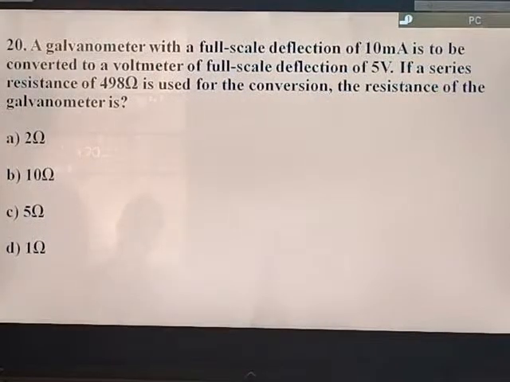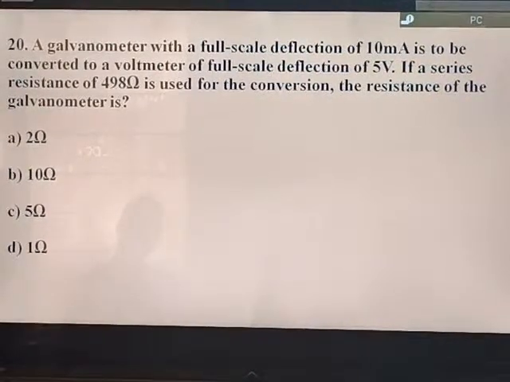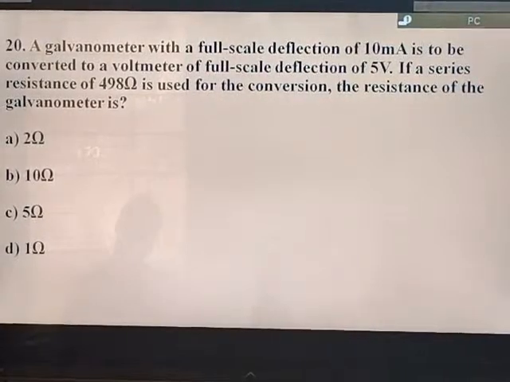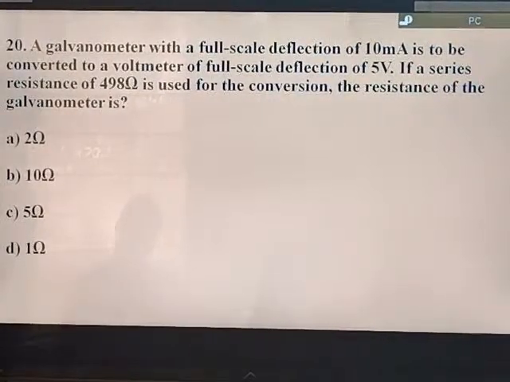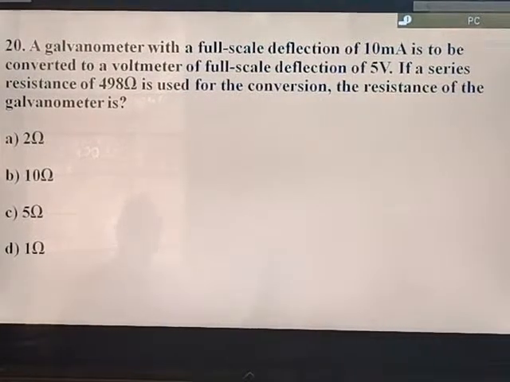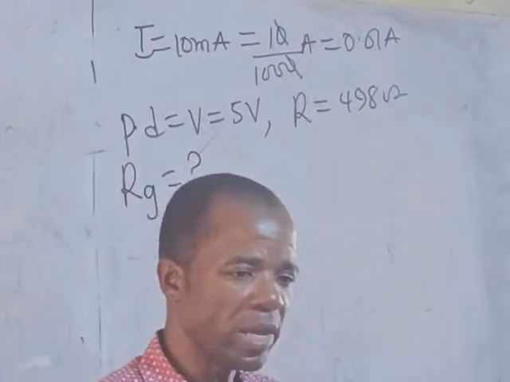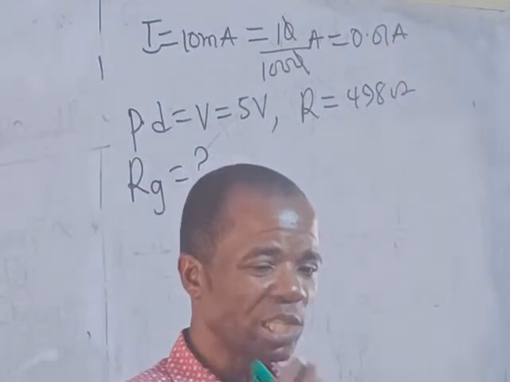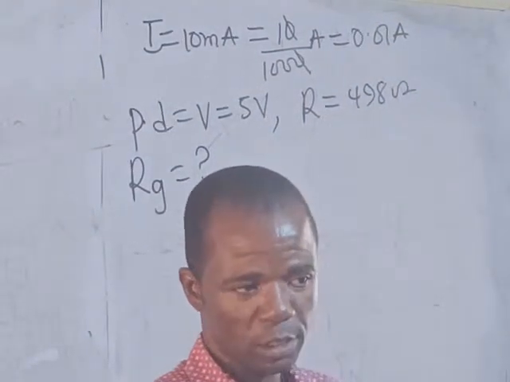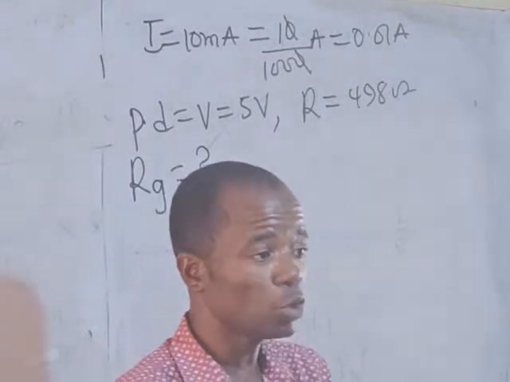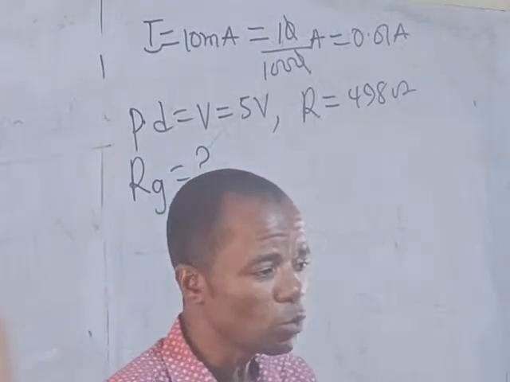If a series resistance R of 498 ohms is used for the conversion, then the resistance of the galvanometer is dash. The resistance of the galvanometer we always represent by RG. The resistance of the galvanometer, we don't know what that is. Before we look at this, let's look up. A galvanometer is an instrument that can be used, among other things, to detect or measure a small amount of current. But a galvanometer can be converted to an ammeter. It can also be converted to a voltmeter.